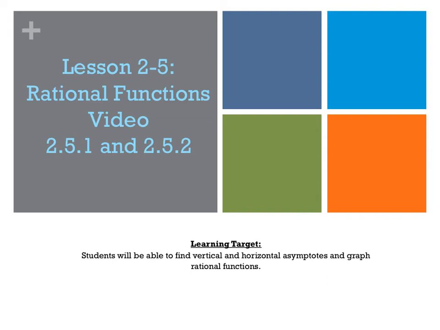Hi everyone, this is lesson 2-5, Rational Functions video for 251 and 252. Our learning target for this video will be for students to be able to find vertical and horizontal asymptotes and graph rational functions.